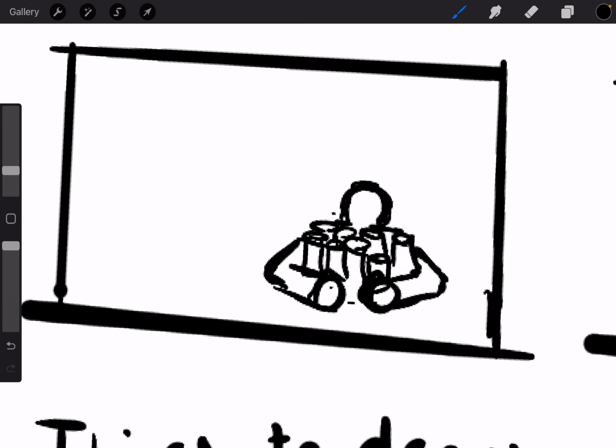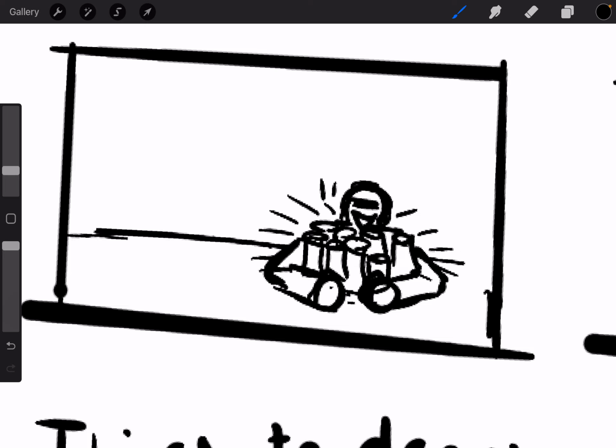So I don't know, maybe the money could be glowing. So that could be where the light source is, like the money. And then I have to think about how the money will affect the person's face right here. So maybe have a really big grin on his face or something. I don't know. This could be like a table.